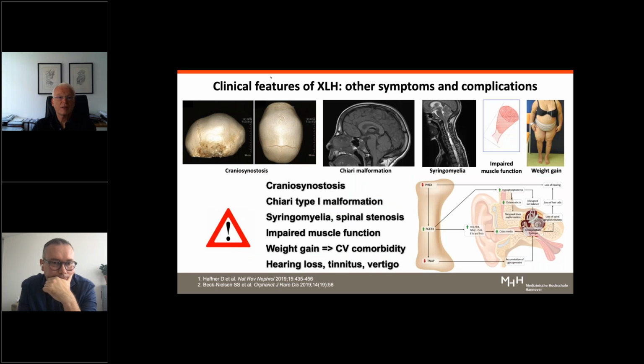And here are just some pictures of the rare but important complications like craniosynostosis, which is a typical head shape, Chiari I malformation. Patients may have signs of intracranial hypertension with headache and vomiting, syringomyelia. Patients usually have impaired muscle function, which improves during treatment. And unfortunately, due to the skeletal complications, there's usually reduced mobility, and especially in adults, the challenge of weight gain. And very rarely in children, but rather more common in adults, there's hearing loss and a tendency to get tinnitus or vertigo.